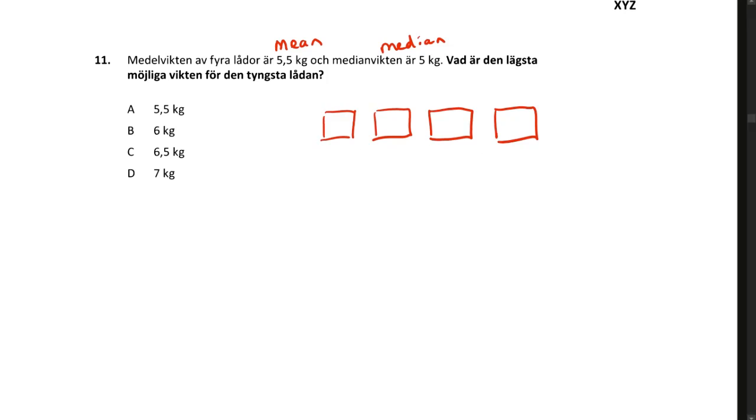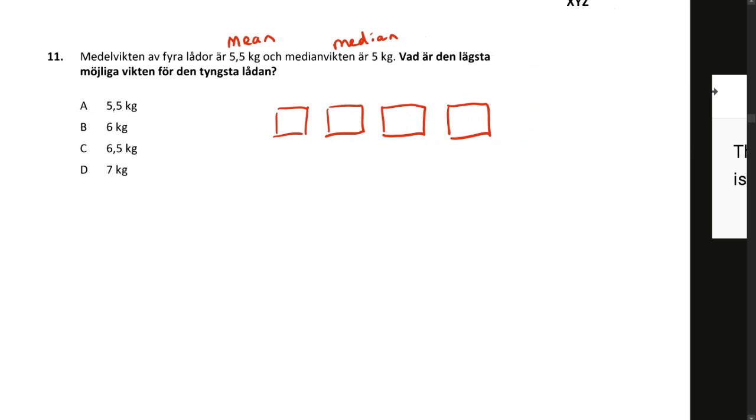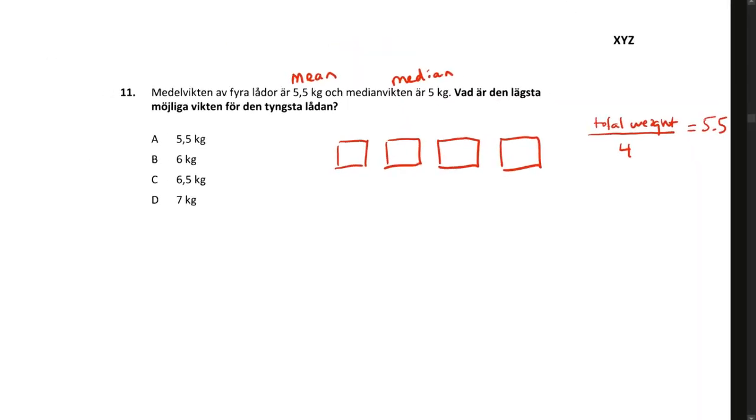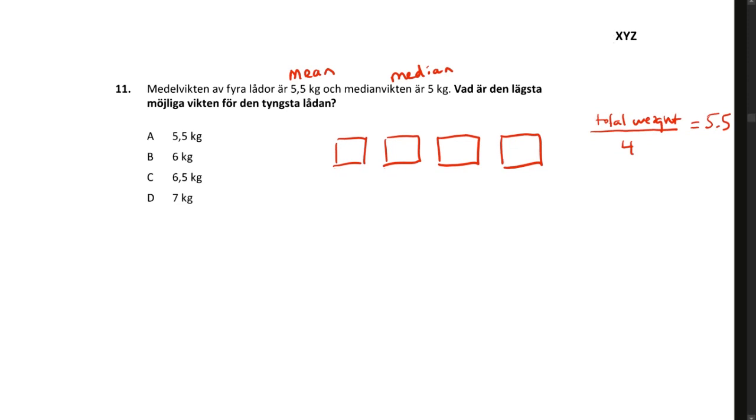All right, so if we have 4 boxes, the average weight is 5.5. That means if we have the total weight of all the boxes divided by 4, that's going to be equal to the average, 5.5, right? And if we want to know the total weight, if we multiply both sides by 4, then our answer we'll get is 22.